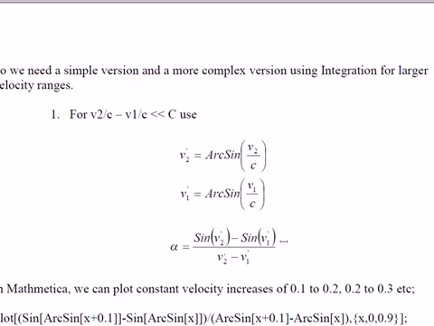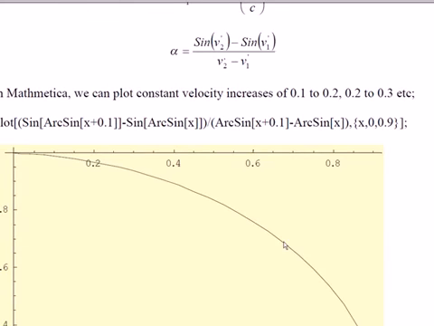So the arc sine component represents the actual area loss. What we have here is gamma is the sine of the larger velocity minus the sine of the smaller velocity, divided by the velocity range itself. So what we're essentially trying to do is calculate a slope. All right, the idea is pretty simple.